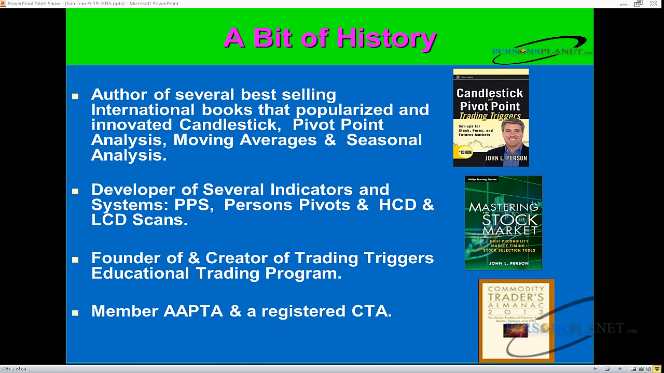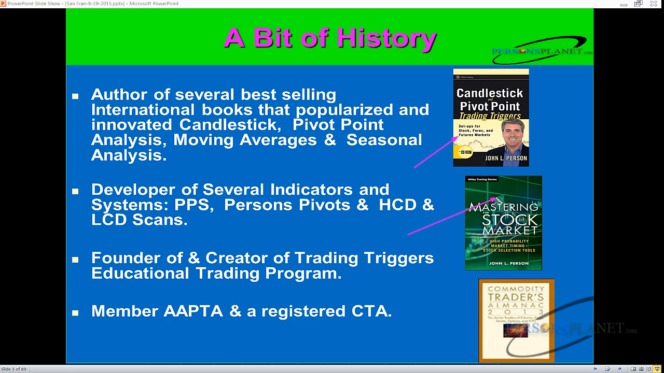In my 35 years since I've started in this business, I've worked with legends like George Lane, the innovator of stochastics. I myself have created, as I've mentioned, the Person's Pivot Indicator. This book that came out well over 12 years ago really helped reinvent the wheel on pivot point analysis and repopularize that form of market analysis.